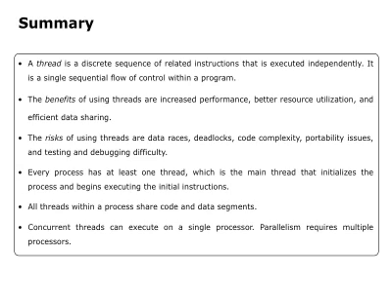So in summary, in this set of slides we talked about the concept of threads and the benefits of multi-threading, also the risks of using threads in a design, for example data races, deadlocks, and also increased code complexity and portability issues. One important thing to be aware of is that all the threads within a process share the code and data segments. That's why the context switch overhead among threads is much smaller compared to the context switch among processes. Concurrent threads can execute on a single processor, whereas parallelism requires multiple processors.